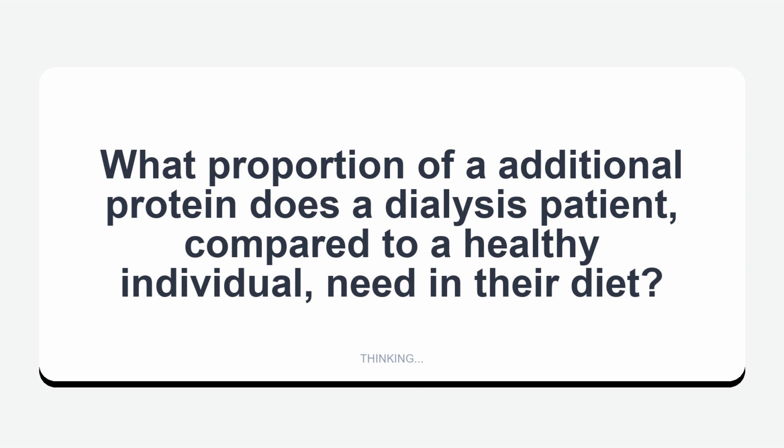What proportion of additional protein does a dialysis patient, compared to a healthy individual, need in their diet? 50.